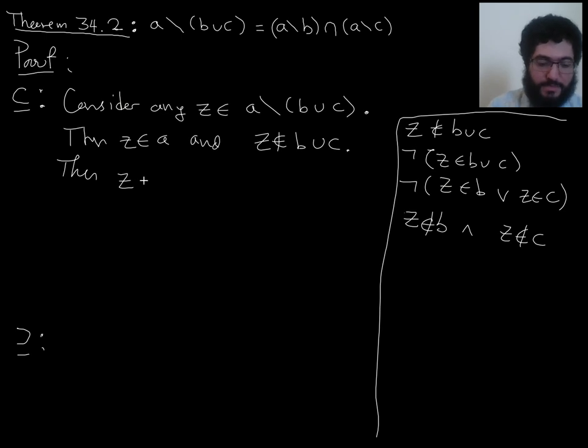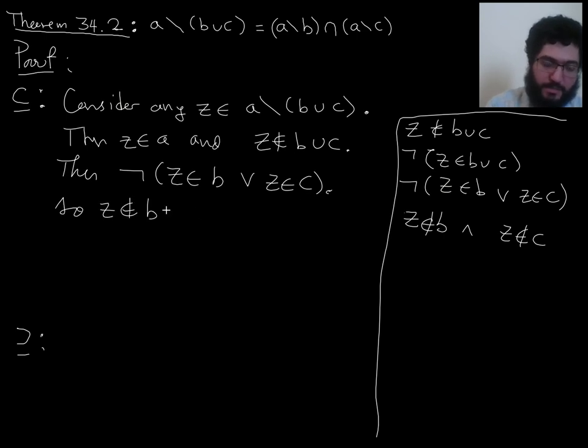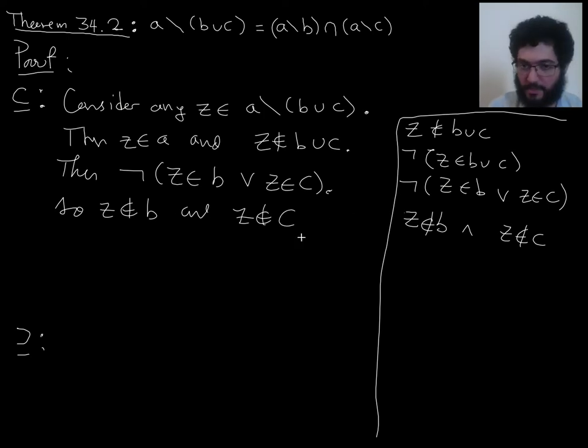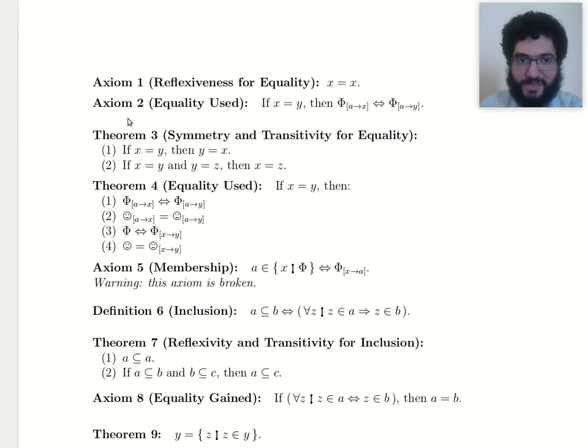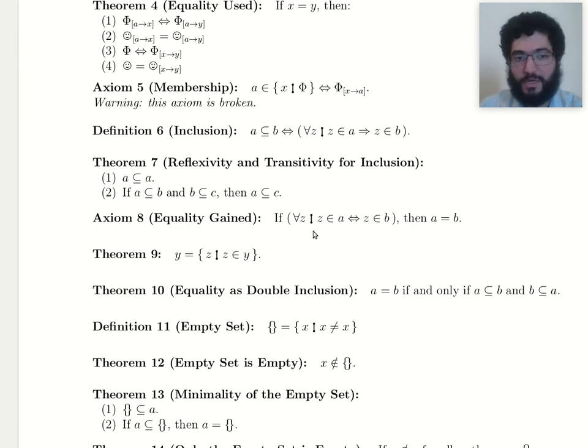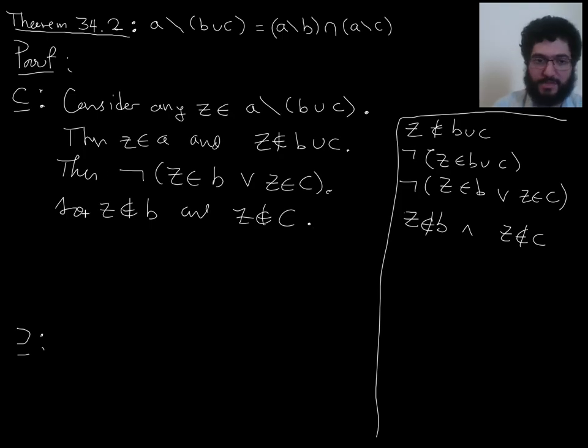Then it's not the case that z is in B or z is in C. So z is not in B and z is not in C. And this is by the logical DeMorgan's law, but I do not necessarily need to reference that. What you do need to reference is the stuff here in this reference document, starting from axiom 1 onward. The logic stuff, we typically do not reference that. So z is not in B, and z is not in C.